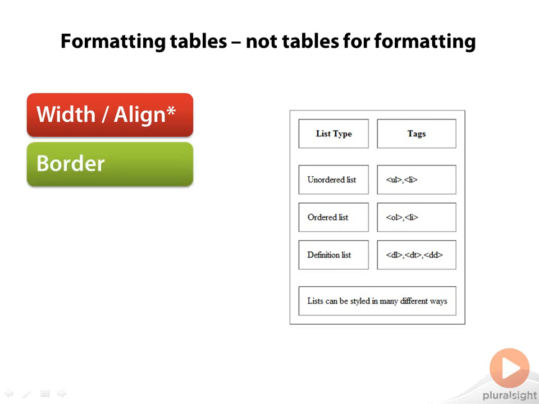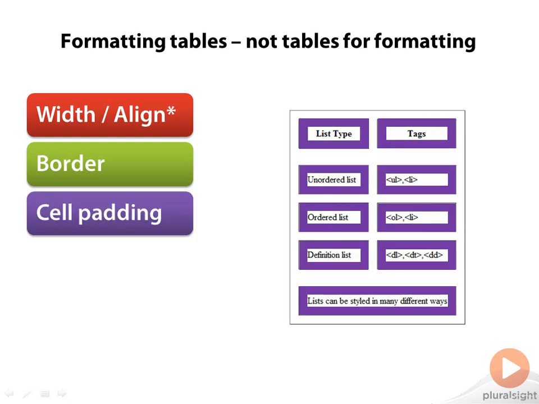You may want to control the border, the lines around the edge of the table, the lines between the cells, whether those are horizontal lines or vertical lines, also known as rules. You may want to control those as well in terms of how thick they are, how they're rendered, which ones are rendered.